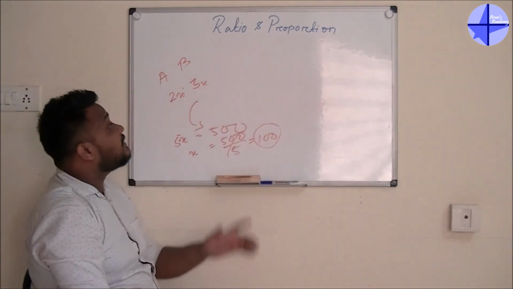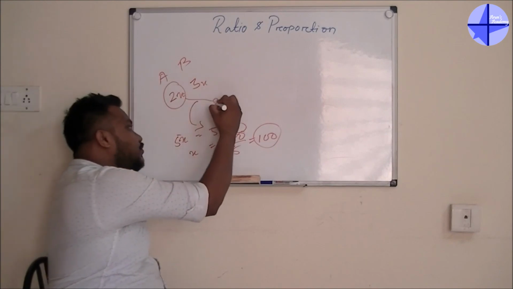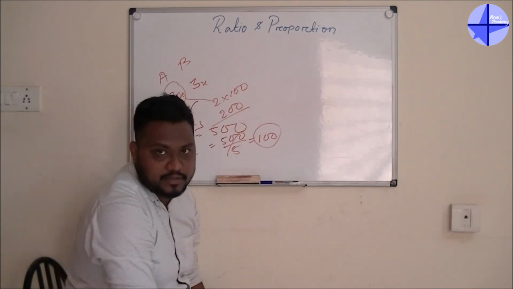They want the share of A. What is the share of A? 2x. 2x means 2 into 100. The answer will be 200. This is your type 1 question.